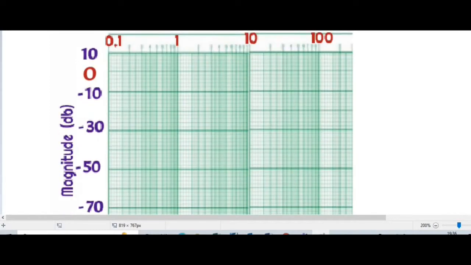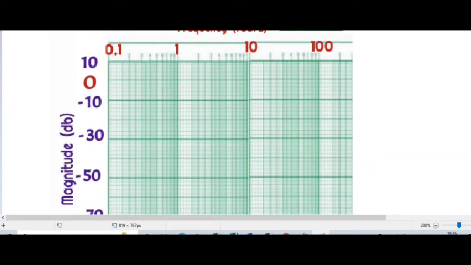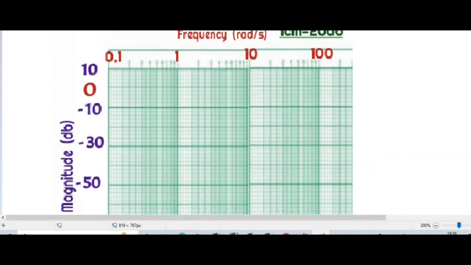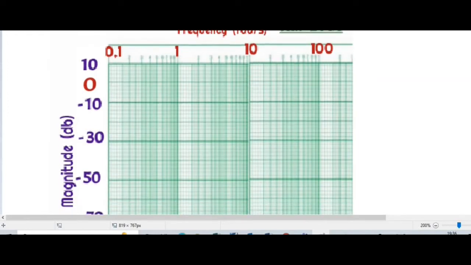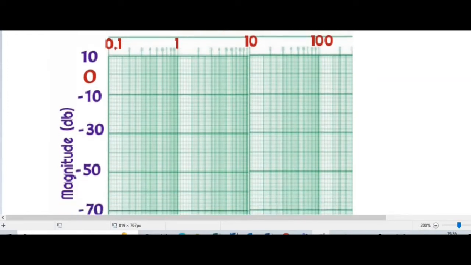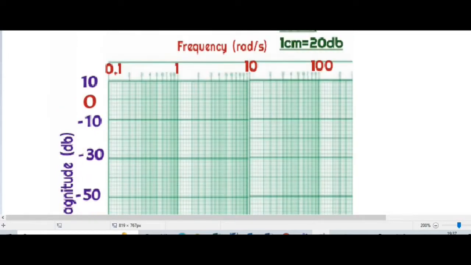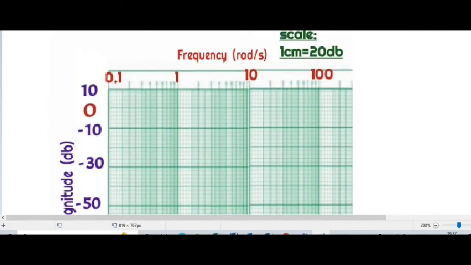Now on the vertical line we will select the magnitude, and for that we will take the scale 1 centimeter equal to 20 dB. If we observe the table, the highest magnitude is 3.52 and the lowest magnitude is minus 100. So we will select the highest number, that is 10. Then as per the scale, 1 centimeter is equal to 20 dB, so after completion of 1 centimeter we will select minus 10, minus 30, minus 50, and so on, up to minus 90. We will plot all these numbers.